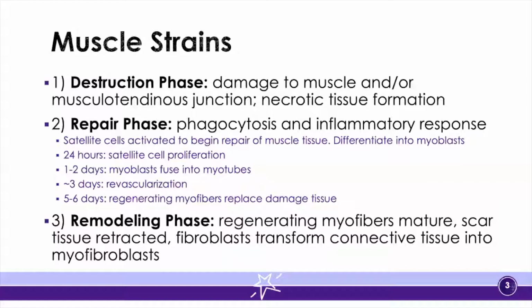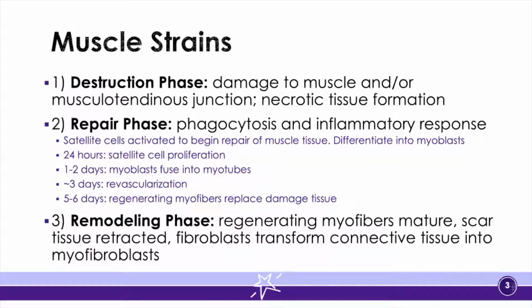In the first 1 to 2 days, those myoblasts start to fuse together into what are called myotubes. So they become more elongated in nature. Around day 3 is when we introduce the revascularization to this area so we can actually add more nutrients to it and to help in this healing process. And then days 5 to 6 is when we're regenerating our myofibers to replace the damaged tissue.